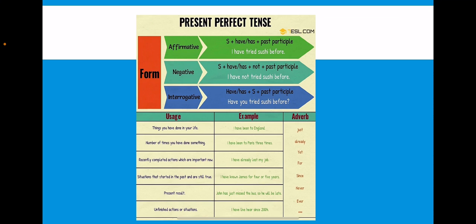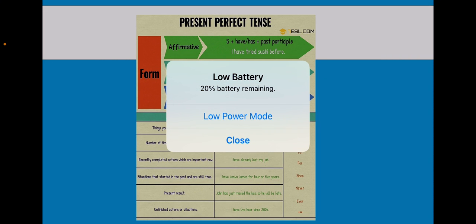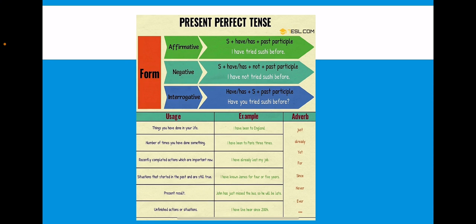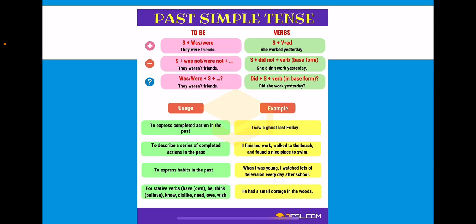Situations that started in the past and are still true today. So something that happened and it's still going on today. I have known James for 4 or 5 years. Okay, so these بشكل عام, these are the most or why people use the present perfect. And these are keywords. If you guys see on the right, the adverbs, these are the ones that we use for the present perfect.